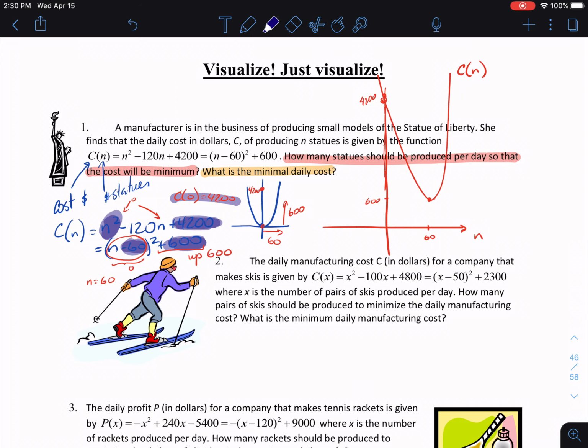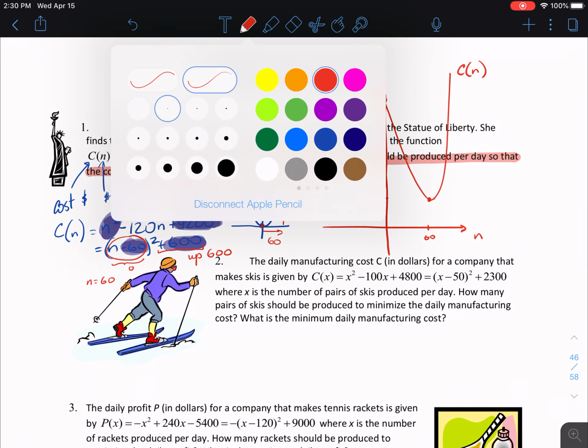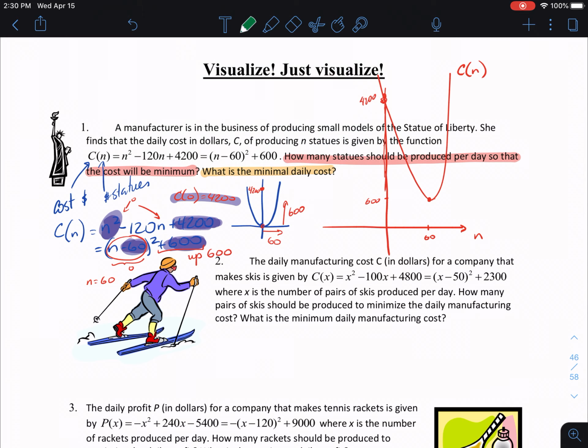So let's see what the questions are that are being asked. How many statues should be produced per day so that the cost will be minimum? So this is the point with minimum cost. How many statues? Well, that happens at 60 statues. And what is that minimal daily cost? Well, the cost is 600.